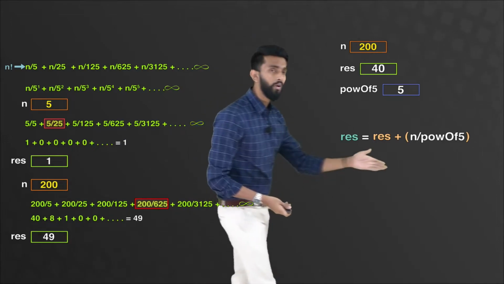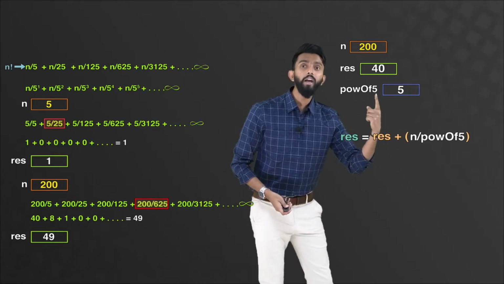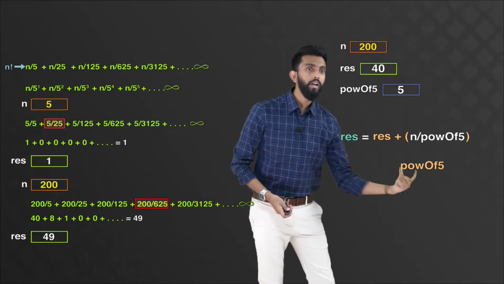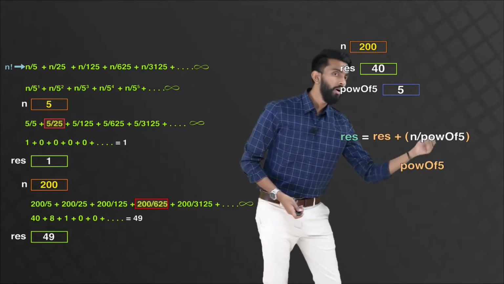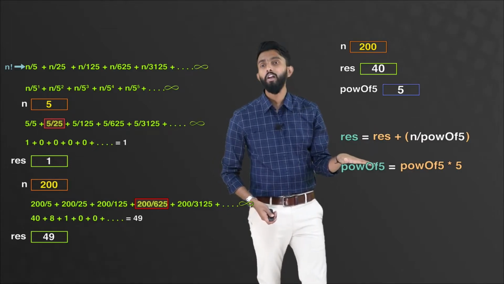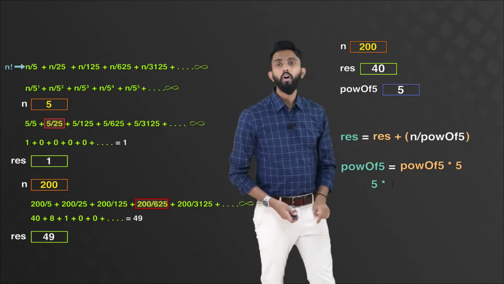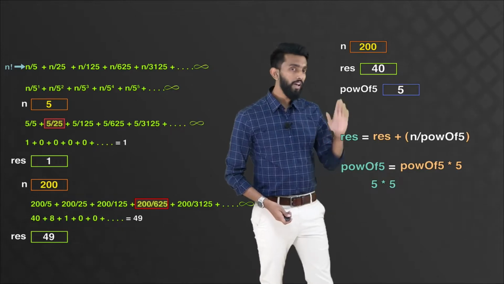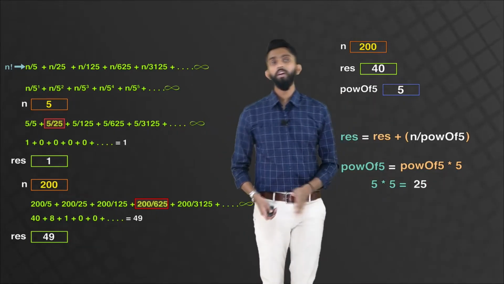Which means it's very simple. All you have to do is, in the next step, update the power of 5. How will you update it? Take power of 5, which is your existing value, multiply it by 5. Next power you will get, update that as the value of power of 5. If I apply the logic here, 5 into 5 is 25, and that is what I am going to be updating.